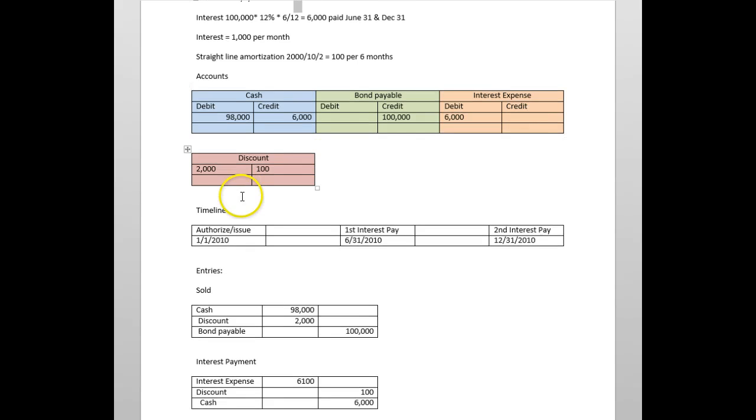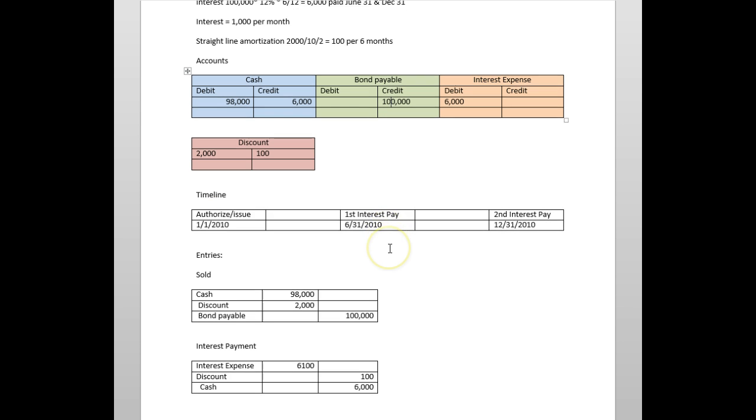Only now I only have $98,000, and I have a $100,000 bond, which I cannot change. So now I'm going to have to create another account. It's called a discount. And that too is a contra account to that bond payable to show the book value on the balance sheet. So 2,000 from 100,000 is 98, correct?